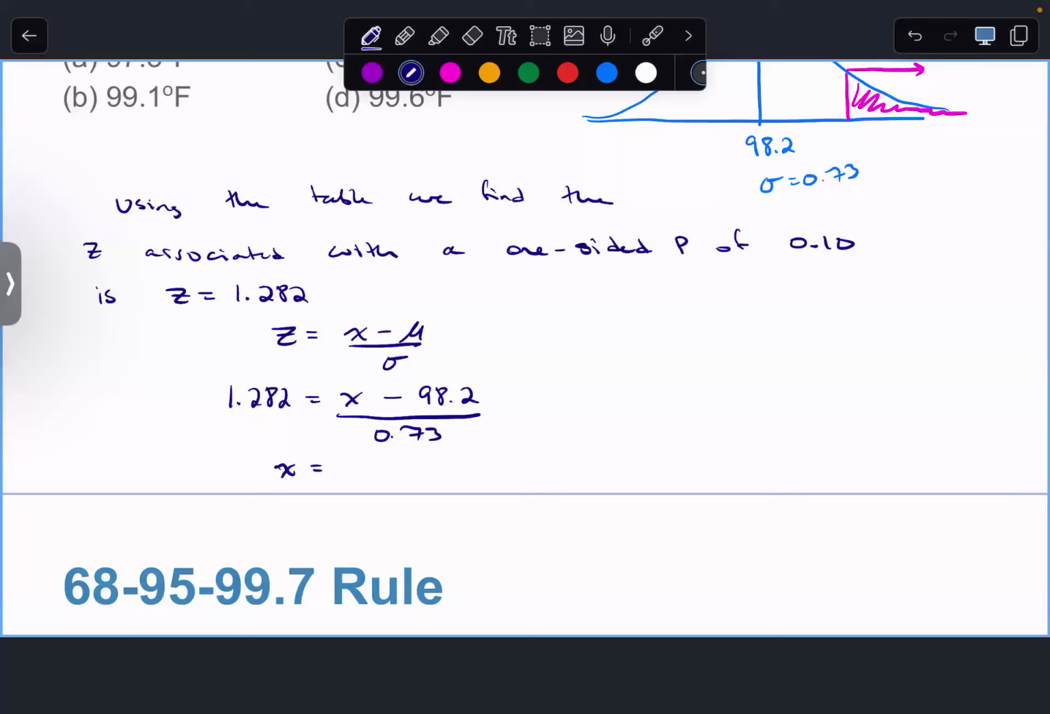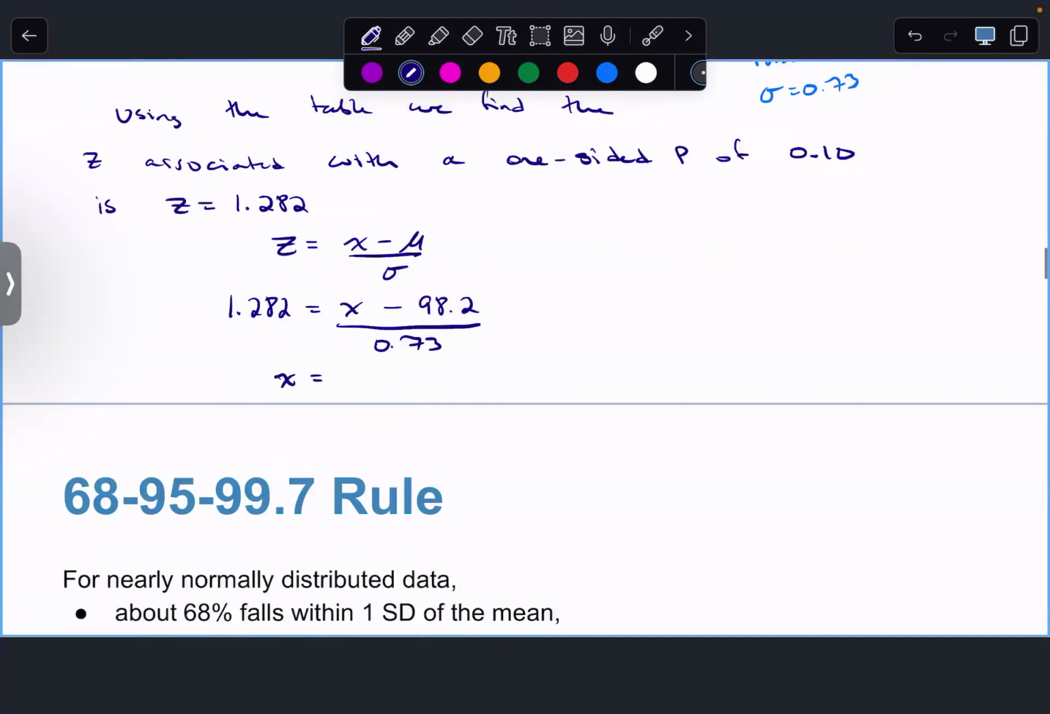But instead of showing all the steps, because I want to keep it on this one slide to show the smallest amount of work that you could do, 1.282 times 0.73 plus 98.2 puts me at... I did something wrong because I got 191 degrees, and that is probably bad. 1.282 times 0.73, maybe that's the problem, plus 98.2. That makes more sense. 99.13586.